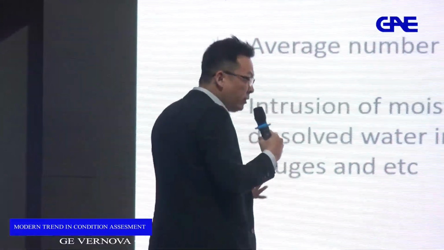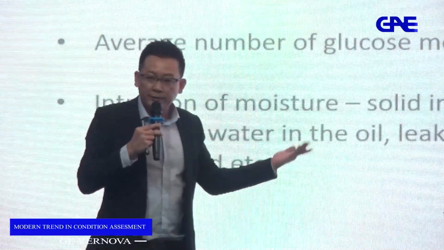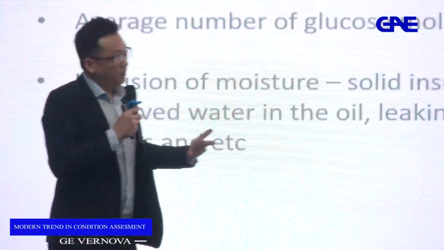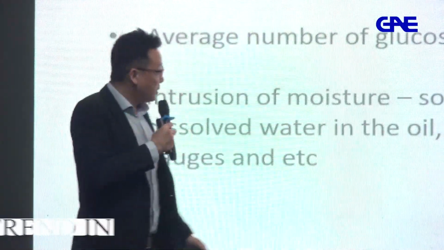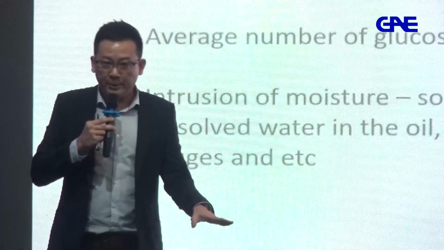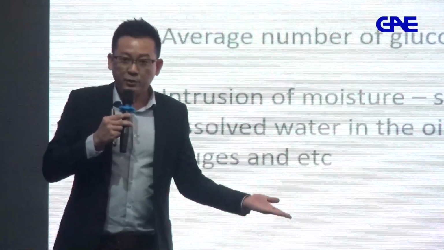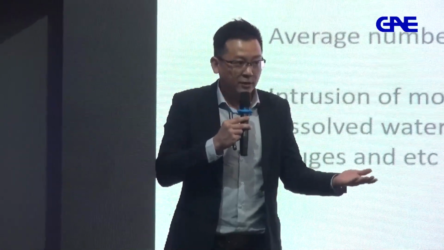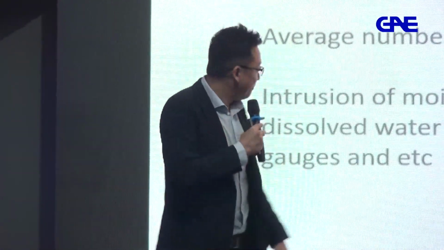When we talk about a newly manufactured transformer, all the paper wrapping inside, all the lead, a very good brand new paper is around 1200 DP. DP, we call it degree of polymerization. Anything that goes below 200 DP, this paper is severely damaged. The transformer has to be put to a hard stop, no more.